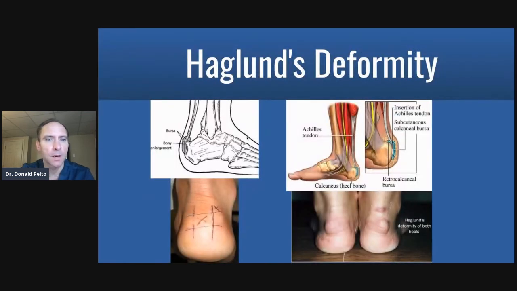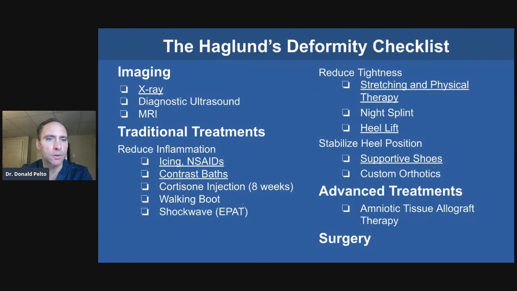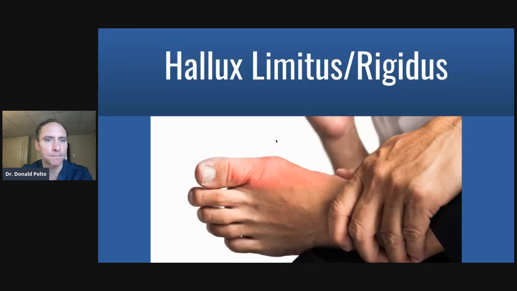Okay. Haglund's is very similar to Achilles tendinitis. It's involved where the Achilles inserts into the back of the heel. They have a big bump in the back. This can be painful. There are a lot of treatments you can do to start with: contrast baths, icing, stretching and physical therapy, foam rolling. Once again, a heel lift can benefit this, a supportive shoe, and then x-rays to evaluate that bone spur. But the Haglund's is quite common as well.